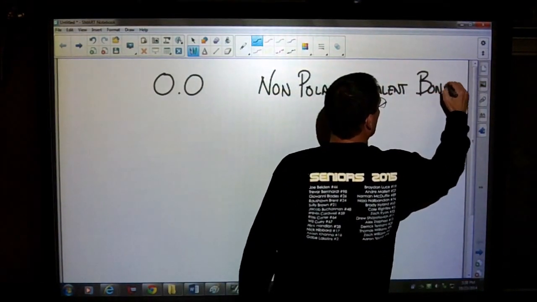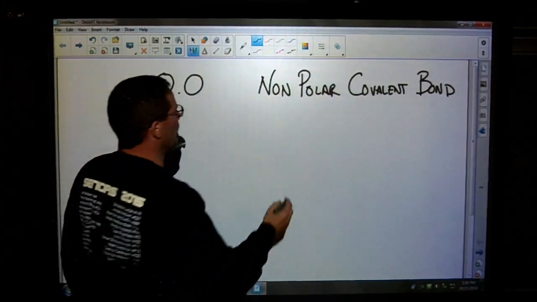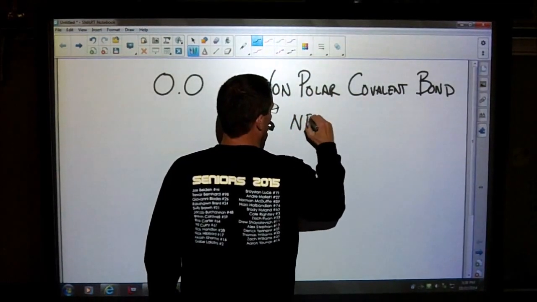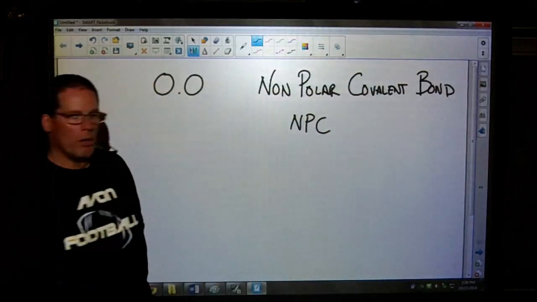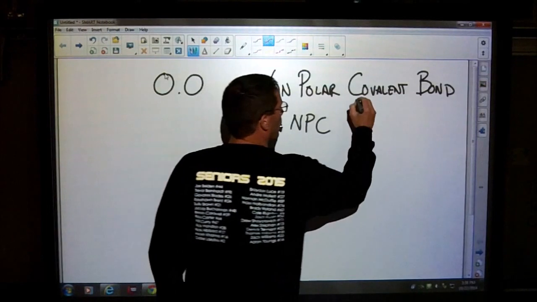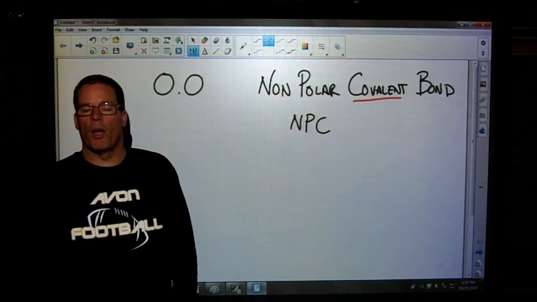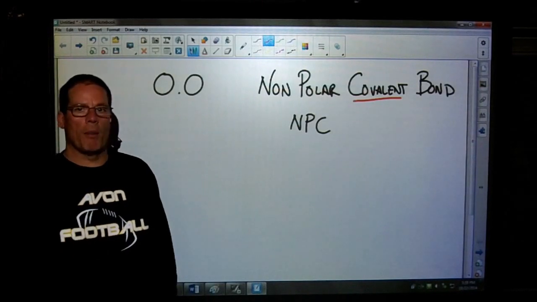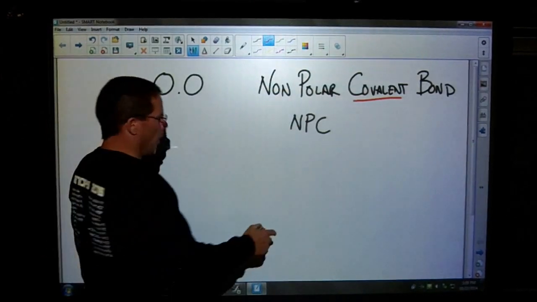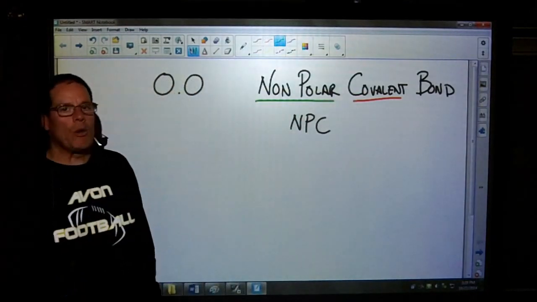Okay? We can kind of abbreviate this to be an NPC. Now, remember, there's two components to this. When you see the word covalent, hopefully from this day forward, or whenever you heard it the first time, the first thing you need to think about is sharing. Now when you see nonpolar covalent, that means that it's equal sharing.